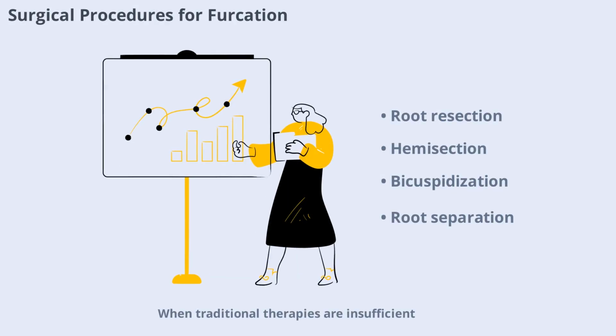When traditional therapies are insufficient, surgical procedures may be necessary. These include root resection, hemisection, bicuspidization, and root separation. Each procedure is tailored to the specific anatomy and extent of the lesion. Root resection involves removing one root, while hemisection splits the tooth into two separate parts. Bicuspidization and root separation are used in cases where preserving tooth structure is possible. Surgical intervention is reserved for advanced cases with severe bone loss.